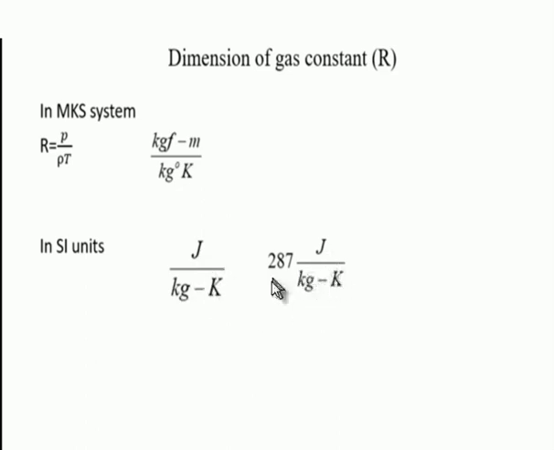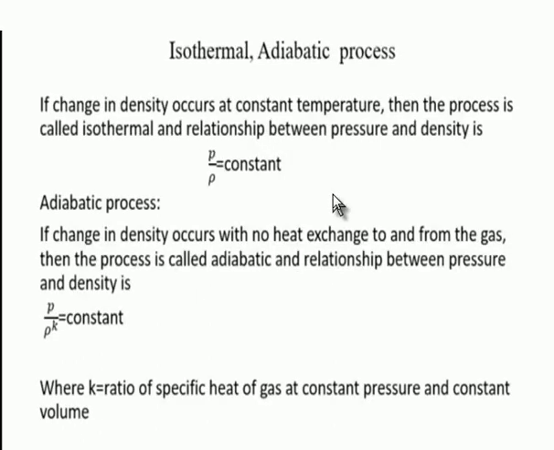Okay, 287 joule per kg Kelvin, that is the dimensions of the gas constant. Joule per kg Kelvin. Next, isothermal and adiabatic process. In the thermodynamic properties, we have to know about these two, isothermal and adiabatic process.